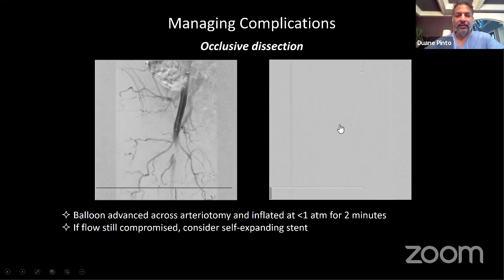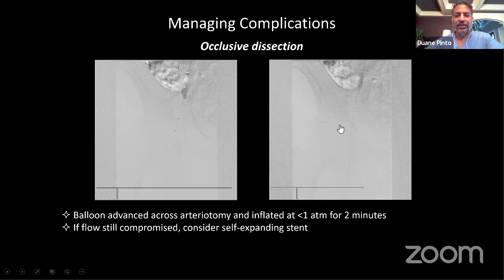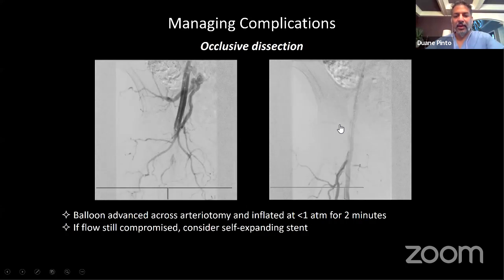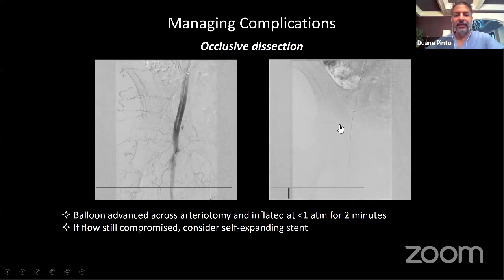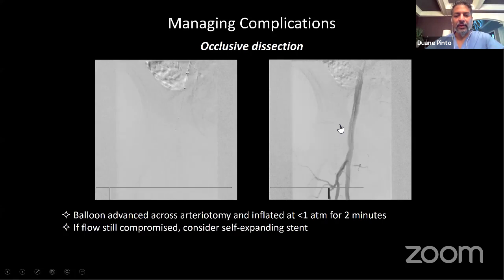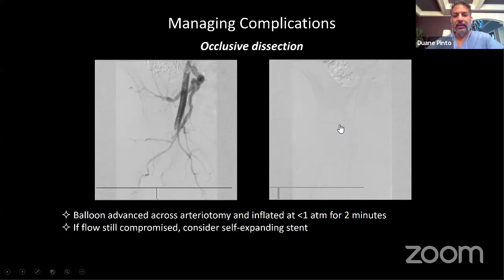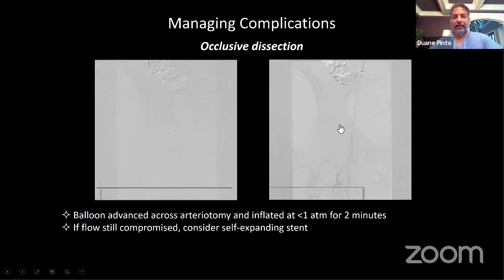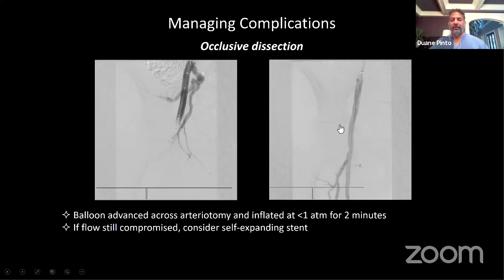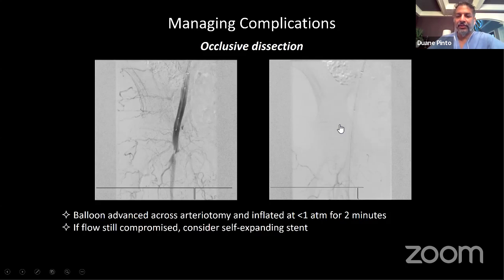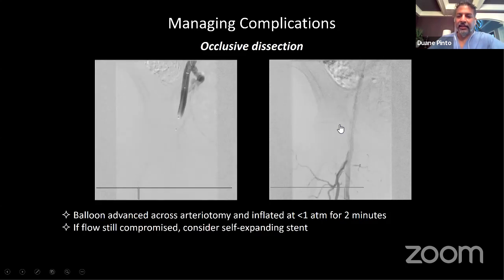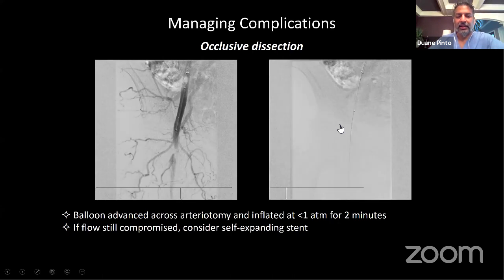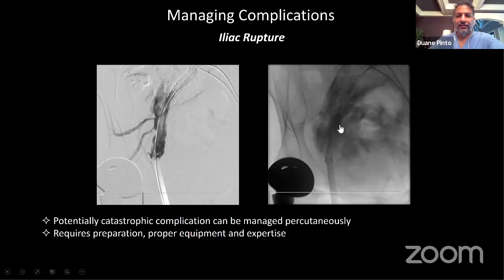Here's a dissection related to the Perclose and/or sheath advancement. In this case, there was probably a posterior plaque that was lifted up. Again, if you have already crossed from the other side, you need not worry that your wire is not luminal, and you can just inflate with the balloon at low pressure for 2 minutes. And just like in many balloon angioplasty results, it should be sufficient.